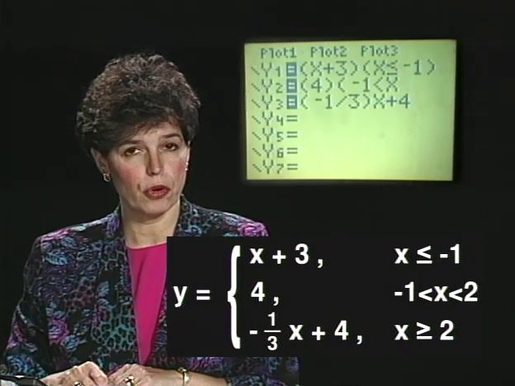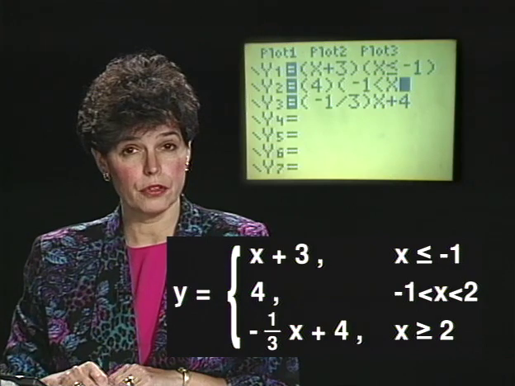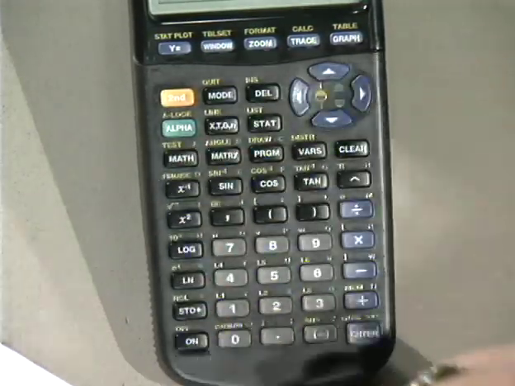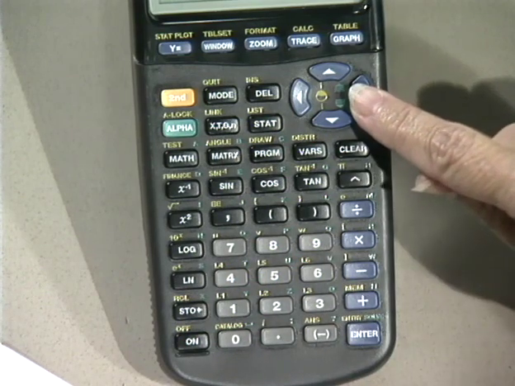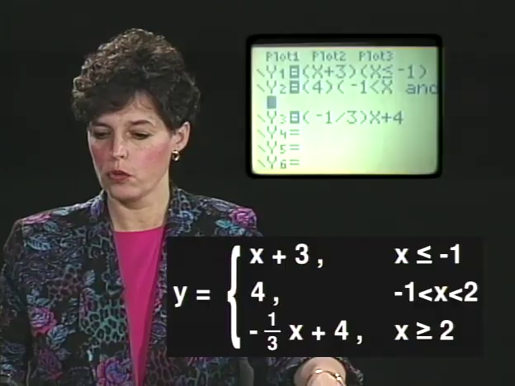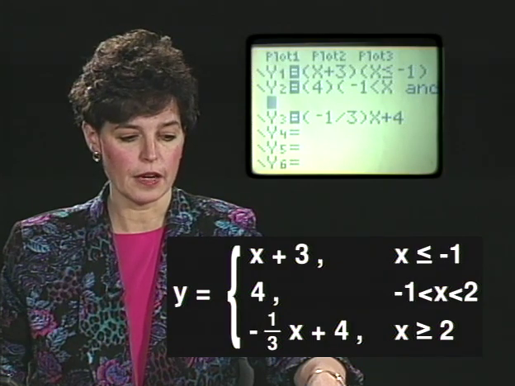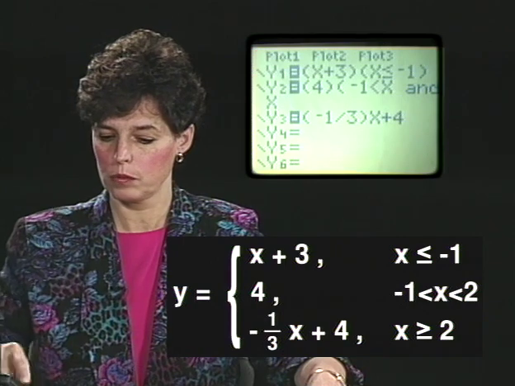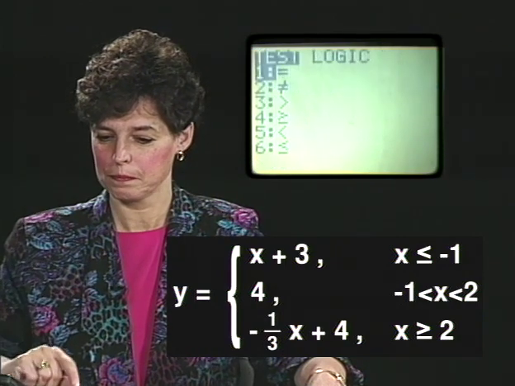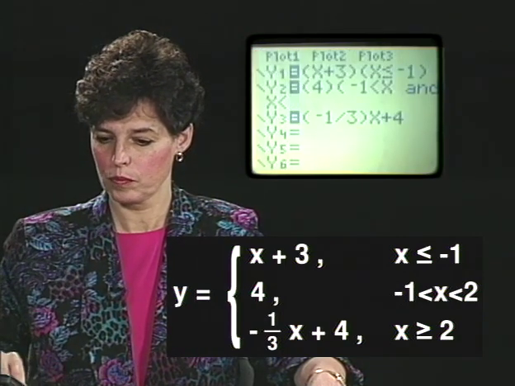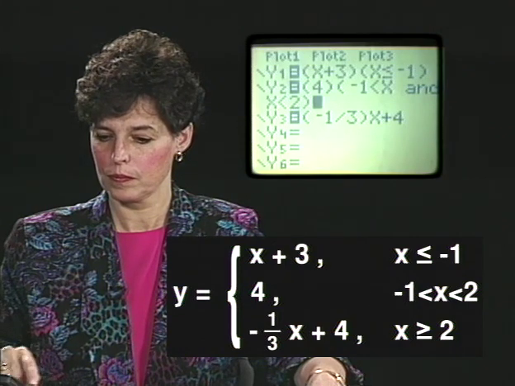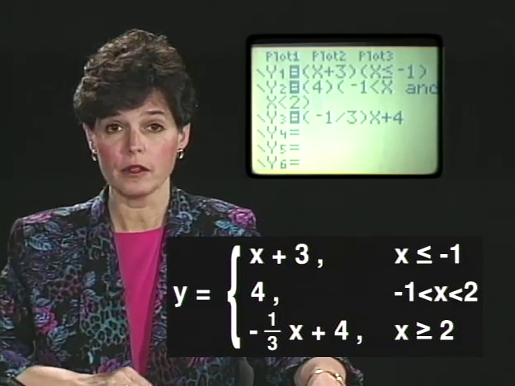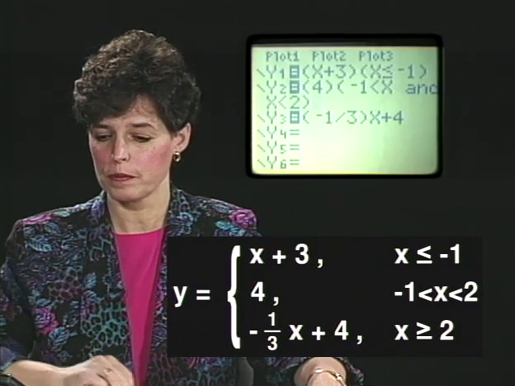At this time, I am not going to be able to continue and do the less than symbol again. Instead, I'm going to go to the word and, which is in the test menu again. So go second, test, and go over to logic by using your right arrow. You see the word and has occurred on the screen, and now I'm going to say that x is less than 2. When your screen looks like mine, you're ready to go on to the third function.